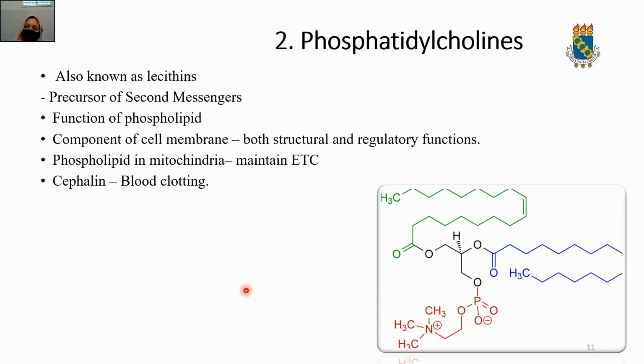Phospholipids in mitochondria are also of great importance. They usually play an important role in the electron transport chain, ETC, and cephalin, which is one of the phospholipids, is a blood clotting factor.